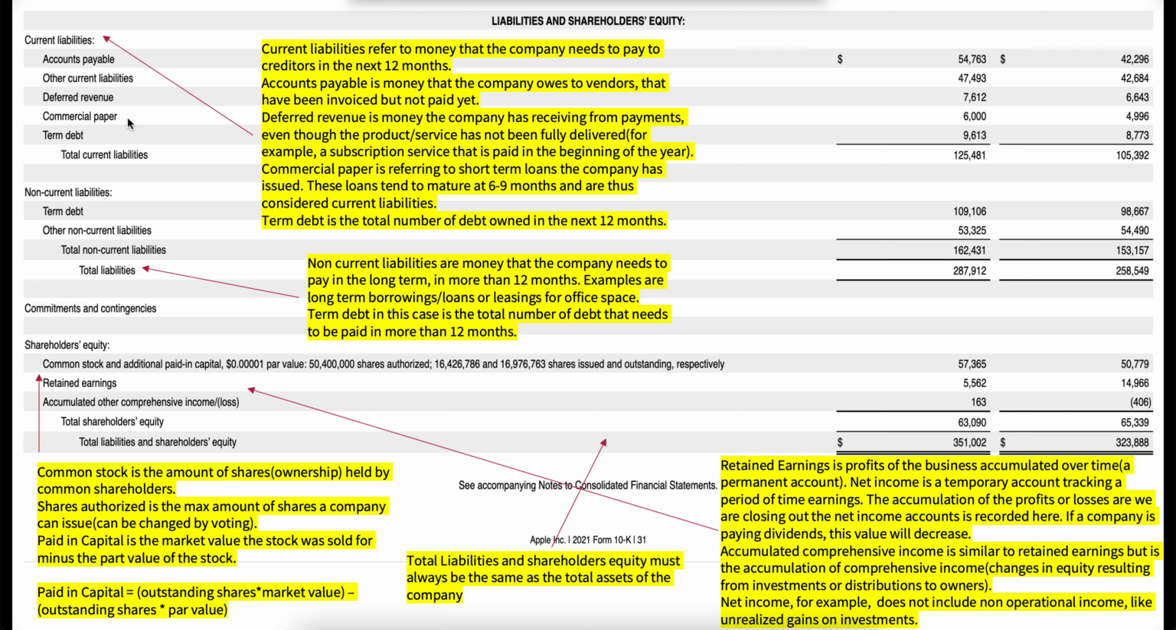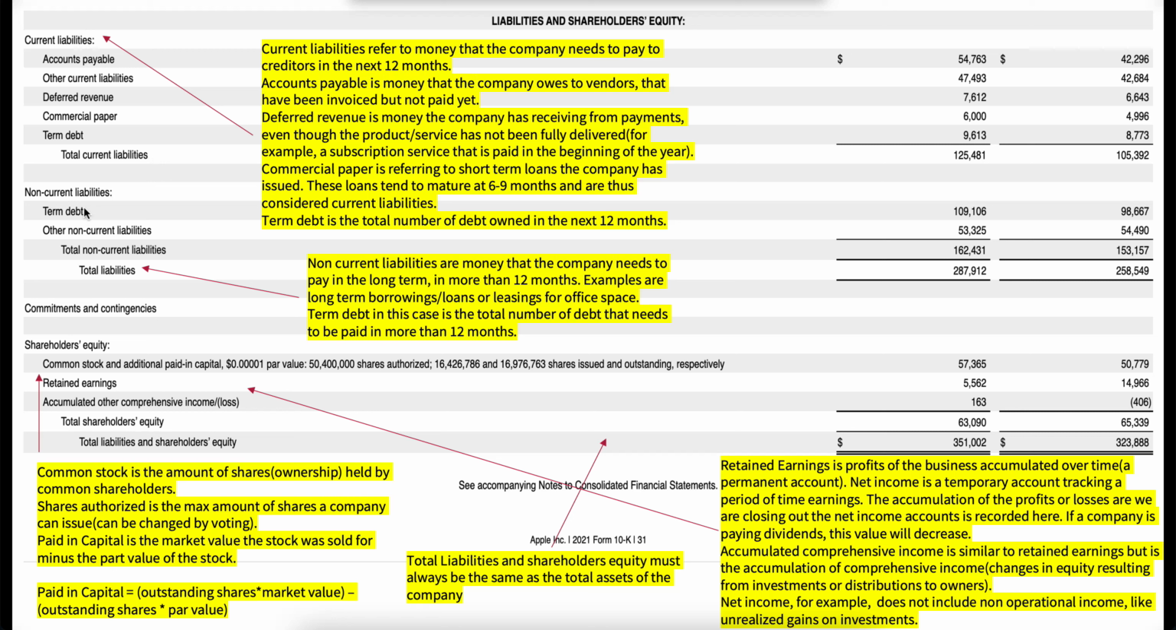Commercial paper is some short-term loans that the company can generate and issue, basically sell to retailers, for example, so to people really, or wealthy individuals, as it used to be in the old days. These loans tend to mature in like 6 to 9 months. So they are considered current liabilities because the company is owing money to the creditors, to the people who actually got the debt. So term debt here is the total number of debt owed in the next 12 months, pretty much, because it's a current liability.